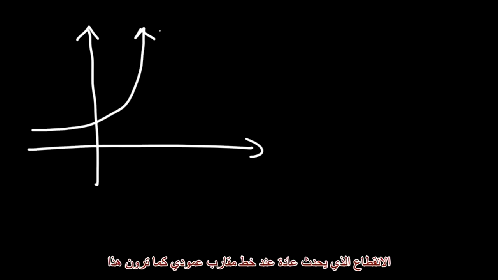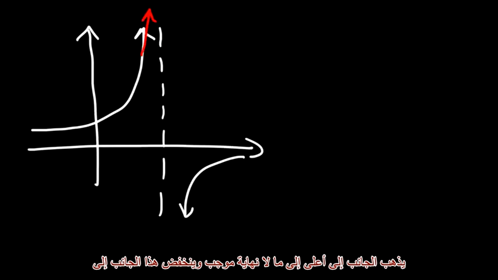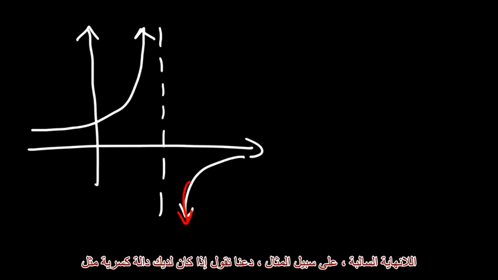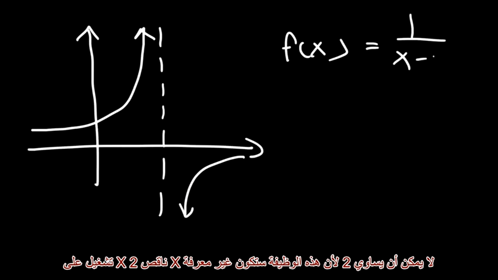And another one you need to be familiar with is the infinite discontinuity, which usually occurs at a vertical asymptote. As you can see, this side goes all the way up to positive infinity, and this side goes down to negative infinity. So for example, let's say if you have a rational function like 1 over x minus 2.